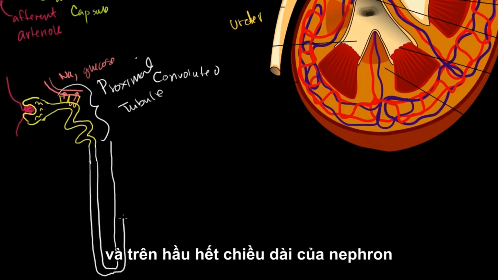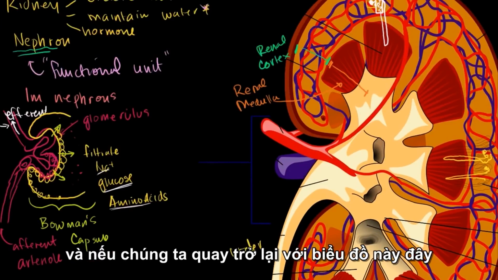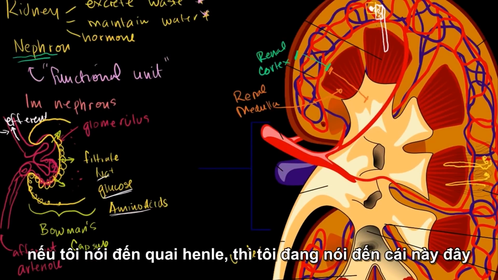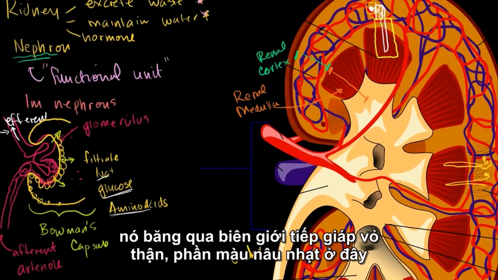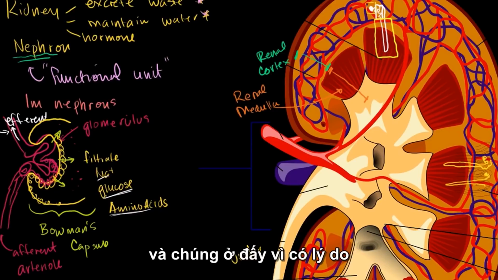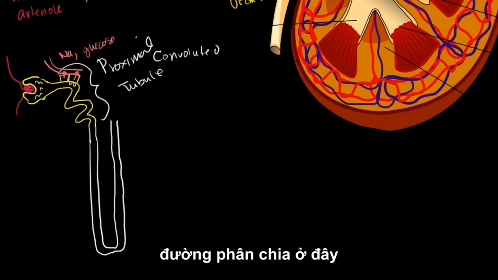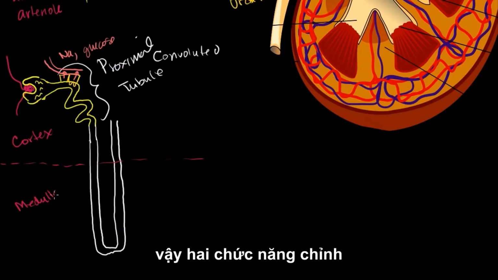And so most of the length of the nephron is the loop of Henle. And if I go back to this diagram right here, if I'm talking about the loop of Henle, I'm talking about this whole thing right there. And you can see something interesting here. It crosses the border between the cortex, this light brown part, and the renal medulla, this kind of reddish or orange part right there. And it does that for a very good reason. And I'm going to draw it here. So let's say this is the dividing line. This is the dividing line right here. This right here was the cortex. This right here is the medulla.